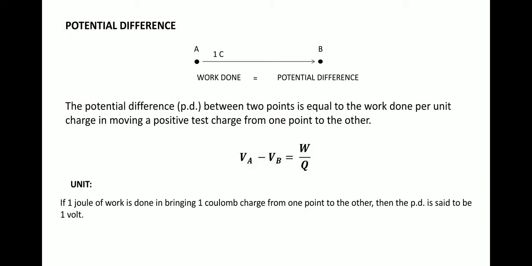So the unit is again 1 volt, just like the electric potential of a particular point. Potential difference also has the same unit, because here also potential V is equal to W by Q, and the potential difference is also equal to W by Q, that is 1 volt equals 1 joule per coulomb. So you can see that the potential difference and the electric potential of a particular point both have the same unit.